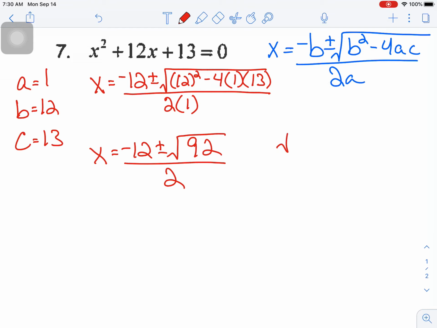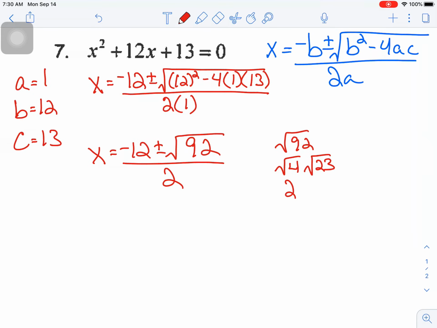You're going to get an answer of 9 point something when you try and take its square root. So instead of trying to take its square root, which will get us a decimal, I want to see if I can break up the root using a perfect square. The perfect square 4 lives inside of 92 23 times. So root of 4 turns into 2, and root 23 just stays root 23. It's a prime number, so it's okay. So x is equal to negative 12 plus or minus 2 root 23 all over 2.